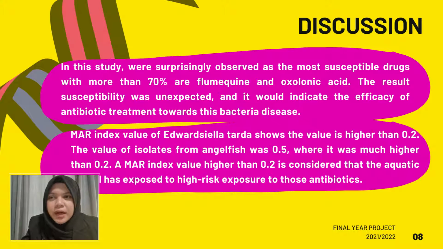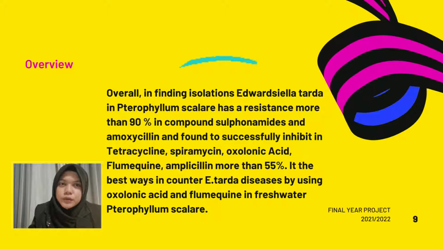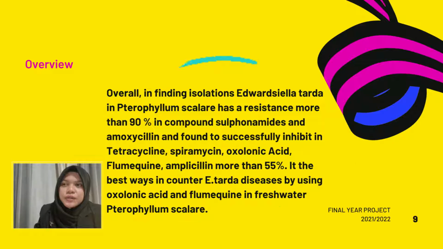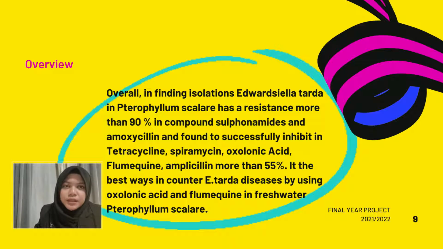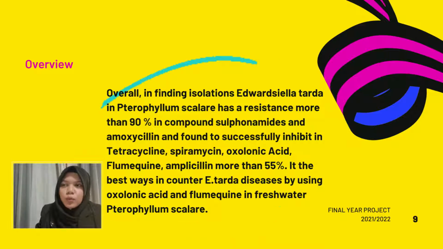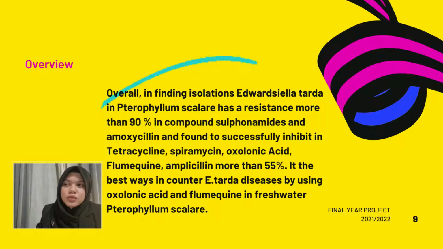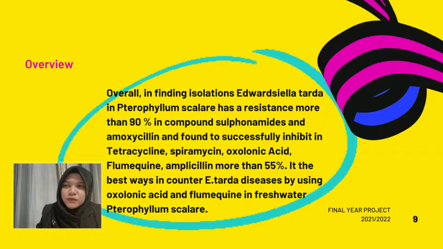A MAR index value higher than 0.2 is considered to mean that the aquatic animal has been exposed to a high risk of exposure to antibiotics. As a conclusion, Edwardsiella tarda is commonly seen as an opportunistic infection. However, it can cause bacteriological septicemia and death in a variety of hosts, including both fresh and marine water fish, reptiles, and mammalian species. Therefore, it is appropriate to take control and prevention measures to reduce infection in ornamental fish.